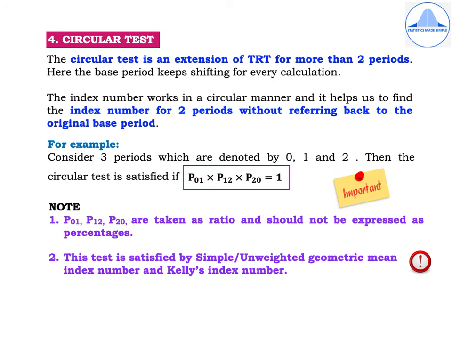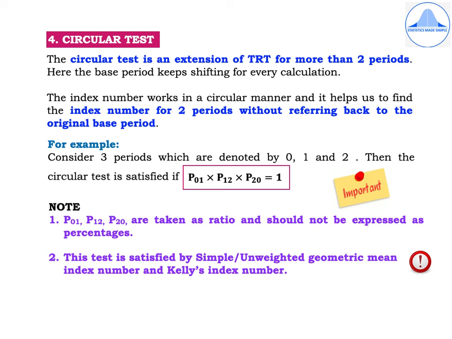The fourth test is called the circular test, and the circular test is an extension of TRT for more than 2 periods. Here, the base period keeps shifting for every calculation. The index number works in a circular manner, and it helps us to find the index number for 2 periods without referring back to the original base period. For example, let's consider 3 periods which are denoted by 0, 1, and 2. Then the circular test is satisfied if P01 into P12 into P20 is equal to 1.